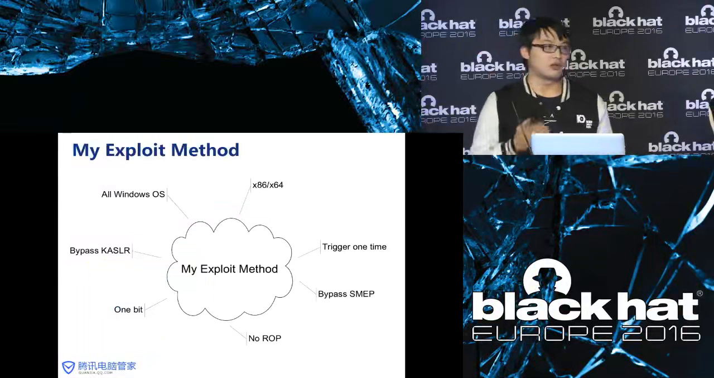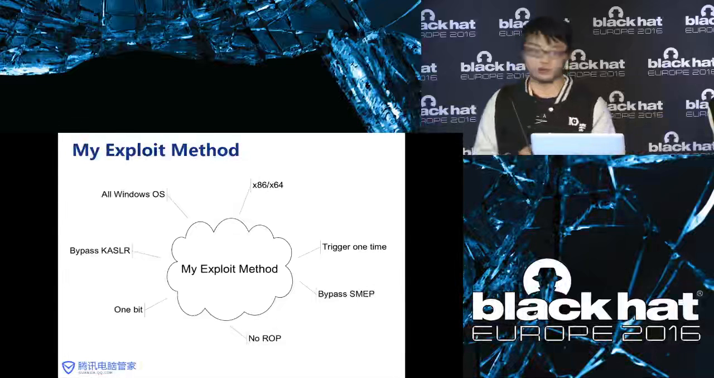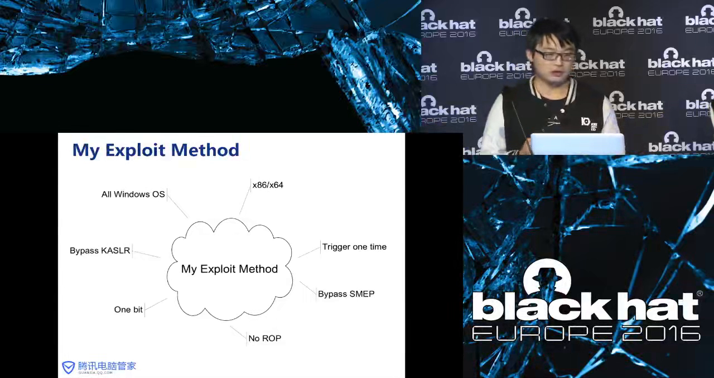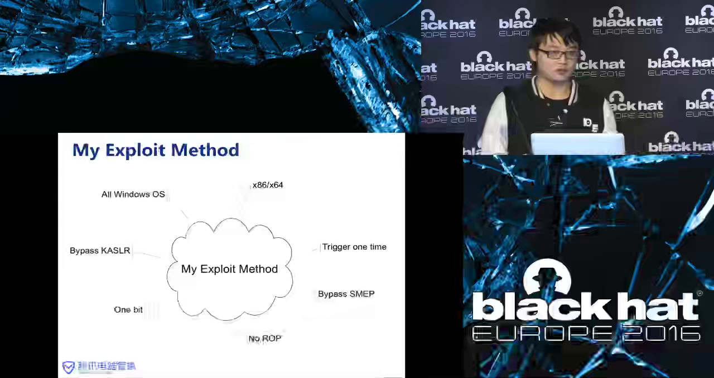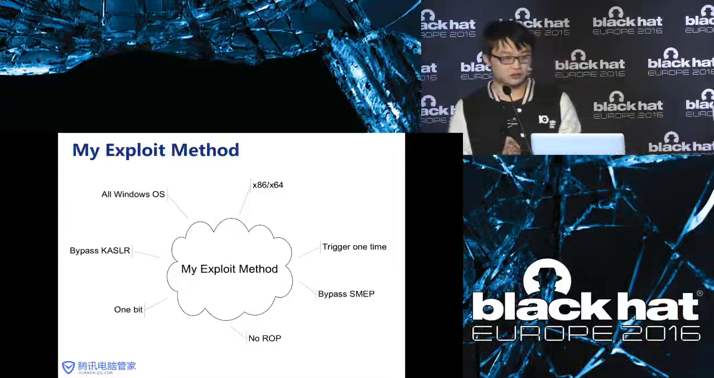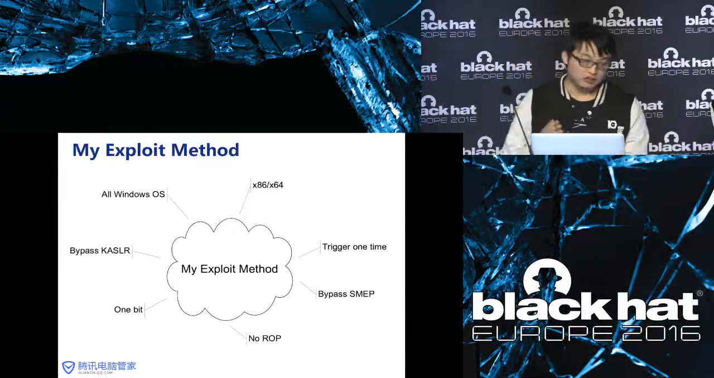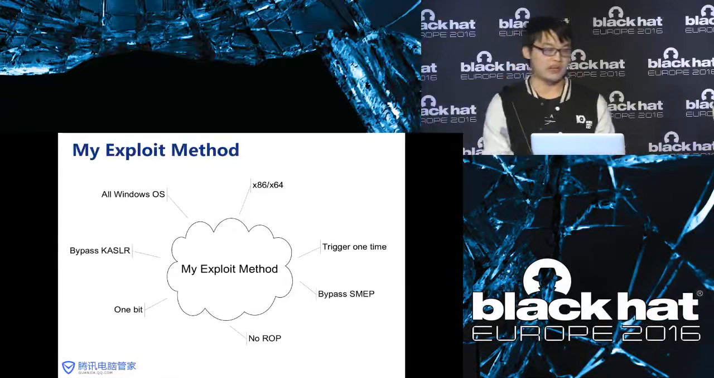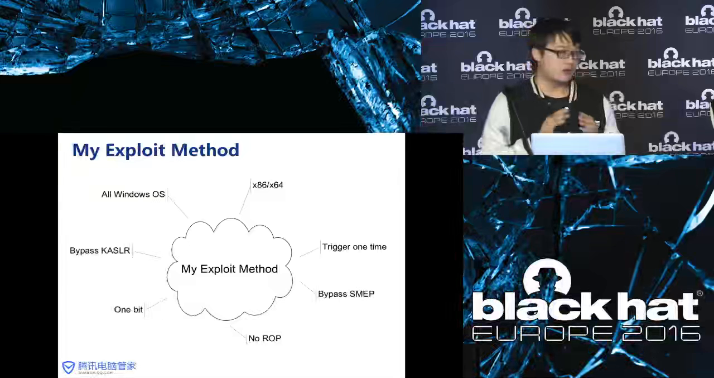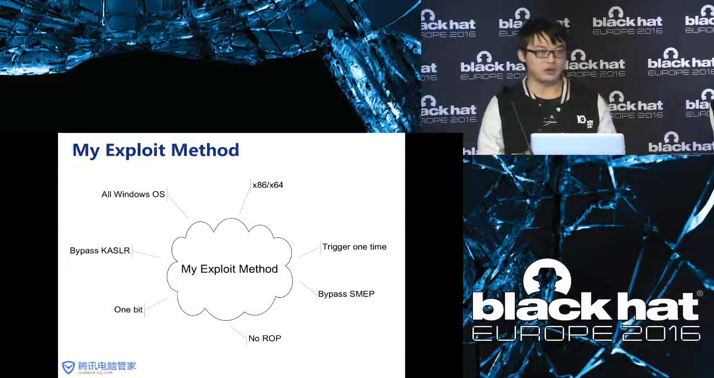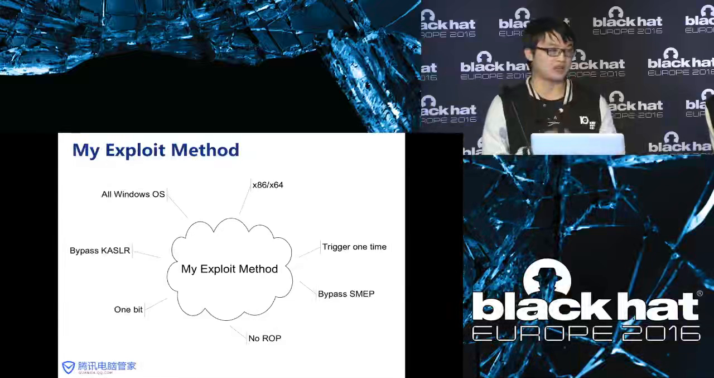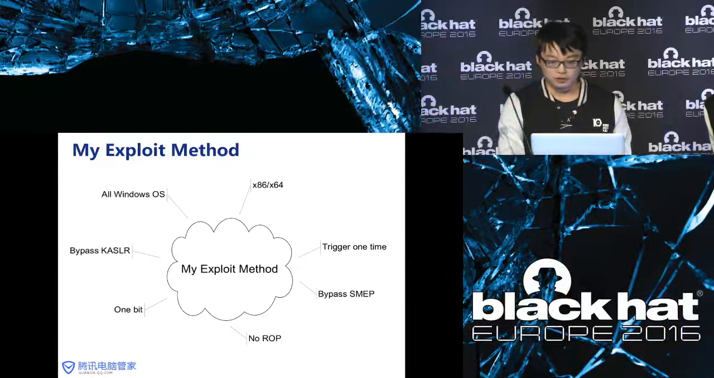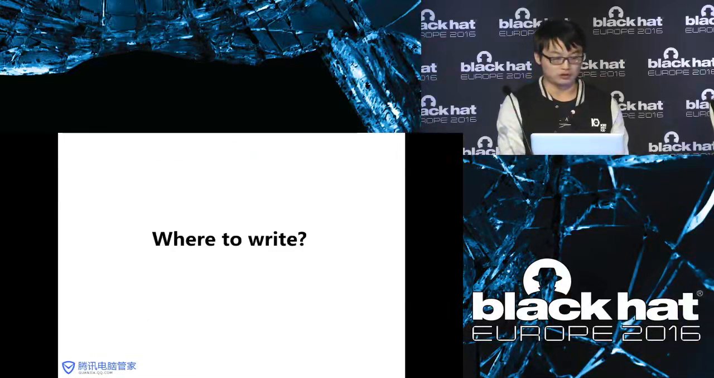So this is going to be our new exploit method. Our method has many advantages. We can use it on all Windows operating systems, no matter if it is x86 or x64. We only need to trigger it one time. We can bypass SMEP, and we do not have to create any ROP chain. We only change one bit in the kernel space, and we can bypass KASLR. And now I'm going to introduce the details of it.